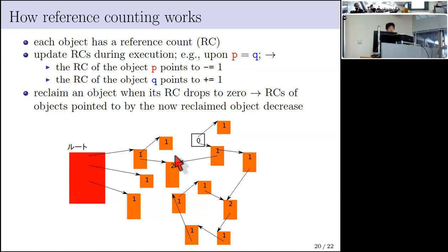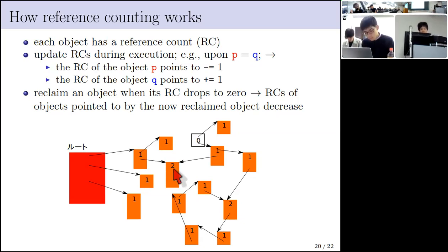This is how reference counting works, the other one. Like I said, each object has a number called the reference count. These are the reference counts of each object. The reference count of an object is the number of pointers pointing to it. This object has a reference count of 1 because there's one and only one pointer pointing to it. But this object has a reference count of 2, so there are 2 pointers.